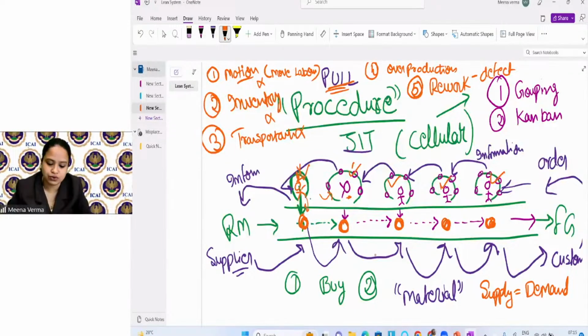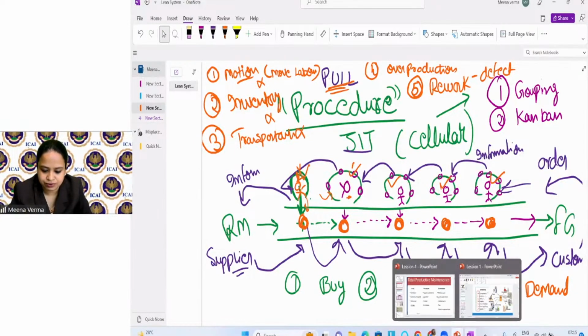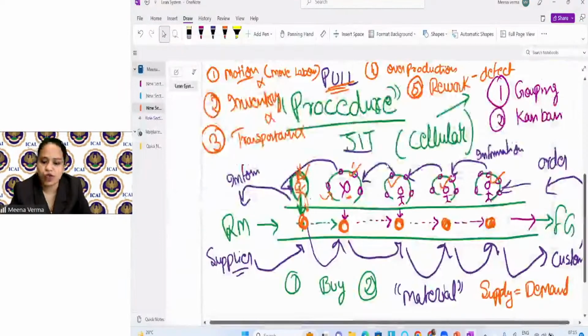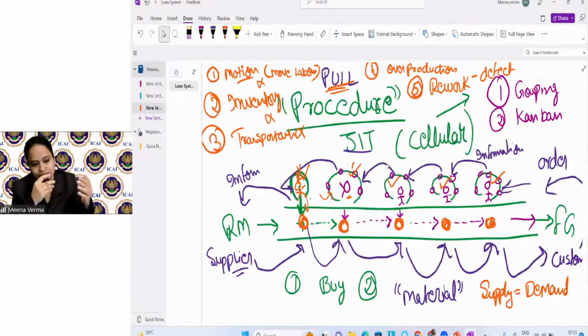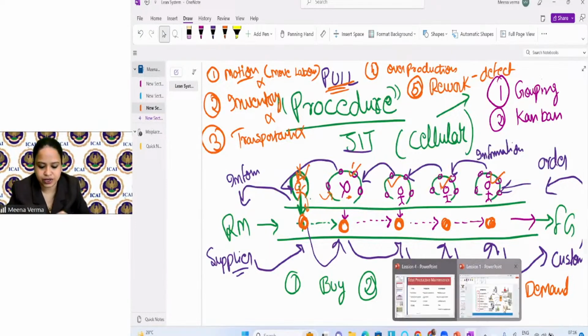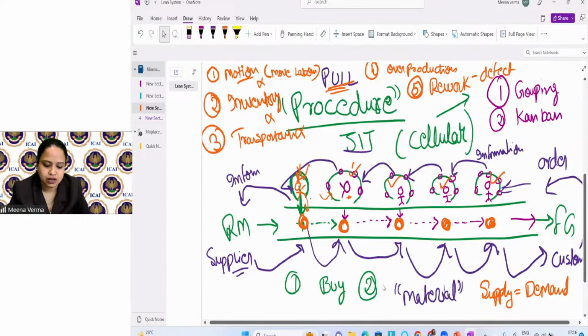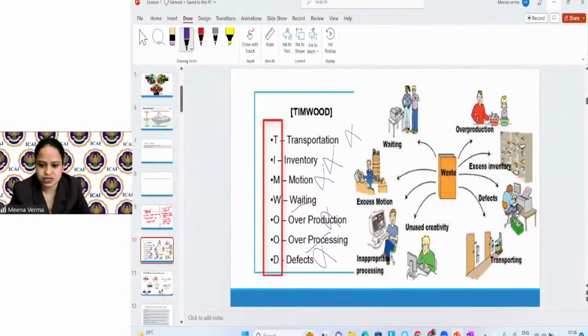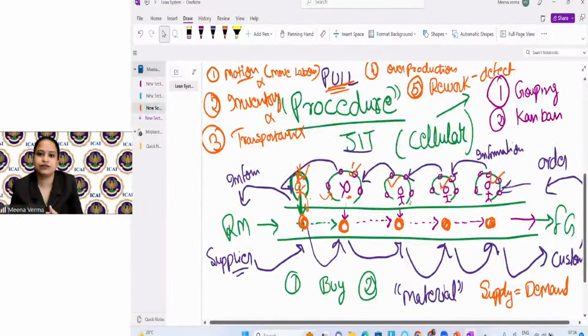We are not producing the goods in batches. So what will happen here? You are avoiding waiting time. The worker doesn't have to wait, right? They'll keep producing the goods in this way. They're not waiting until they receive the product before they produce the goods. So this is not happening. Here, no waiting will happen. And what else? The last one is overprocessing. They focus on removing any other non-value-added activity also.